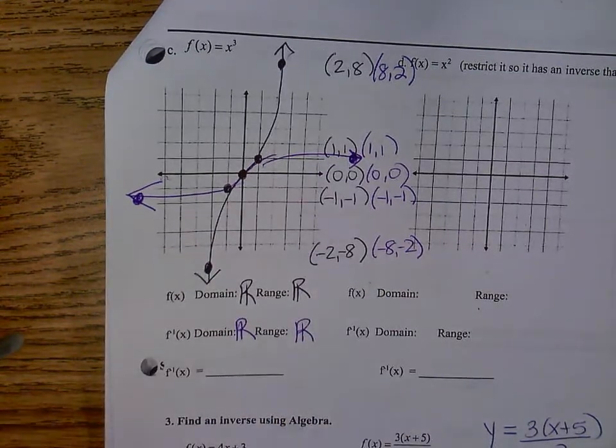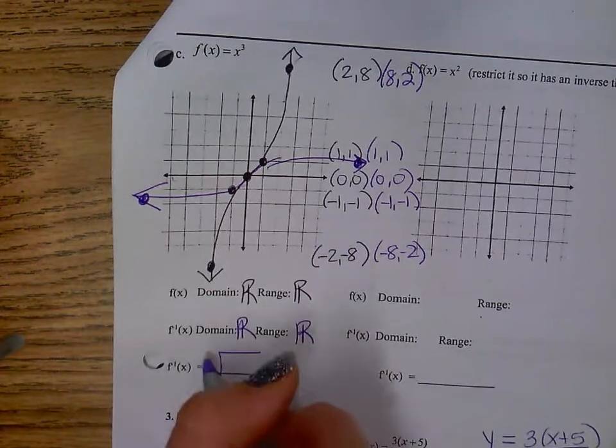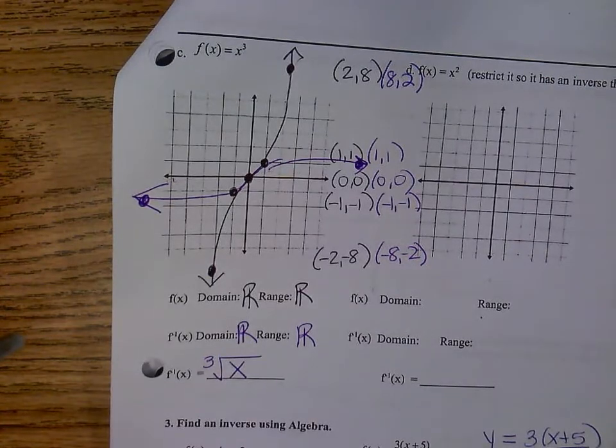Does anybody recognize the purple function? What would be the inverse of x cubed? What was the inverse for addition? Subtraction. Multiplication was division. What was the square root's inverse? X squared. So what do you think x cubed's inverse is? The cube root. So this is actually the cube root of x. Cube root of x is the inverse of x cubed.